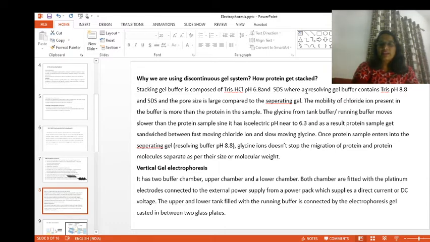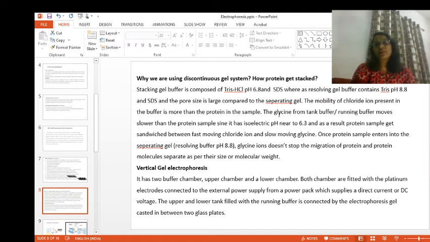And SDS, whereas the resolving gel buffer, that is the separating buffer, contains Tris-HCl buffer of pH 8.8. Both contain SDS. Here the difference is the pH. We know that this Tris-HCl buffer contains chloride ions, and in the case of the tank buffer, which contains Tris-glycine, instead of chloride ions it contains glycine ions, and the pH of this tank buffer is 6.3. And glycine is an amino acid.